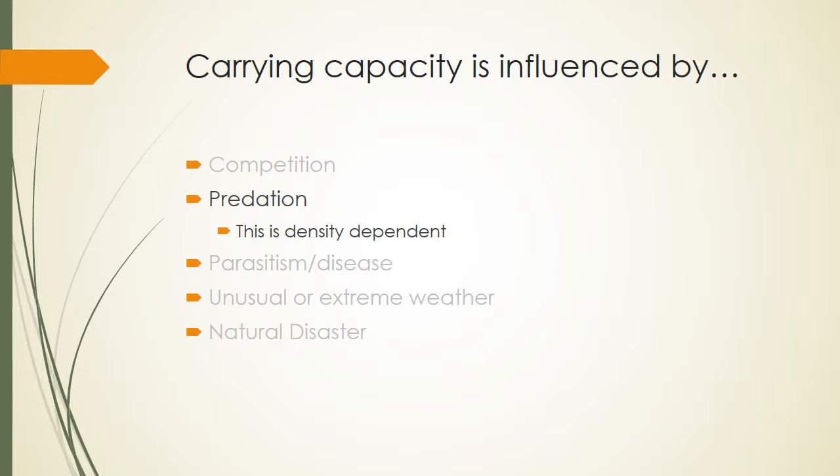Predation can also affect the carrying capacity. This factor is density dependent as well. Think about it. If the density of the prey item is high, then a greater amount of predation will happen. If the density of the prey item is low, then predators will have a harder time locating and killing prey items.